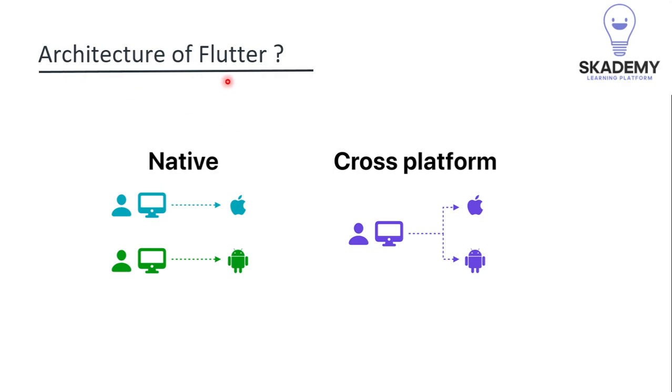We try to understand the architecture of Flutter. Flutter is a cross-platform development tool or framework. There is no need to code separately for iOS and Android. We can implement a single code base in Dart, and this Dart code is converted to native code for iOS and for Android. So how does it convert the Dart code into the native code?